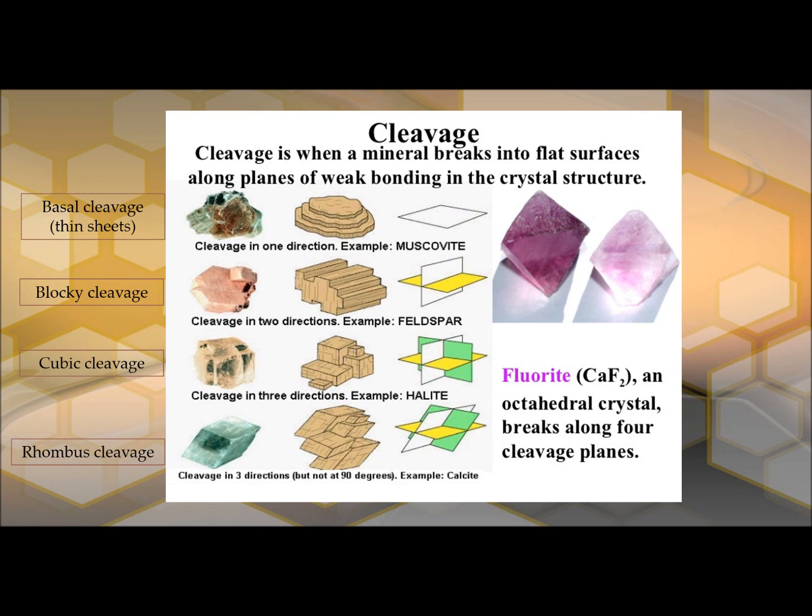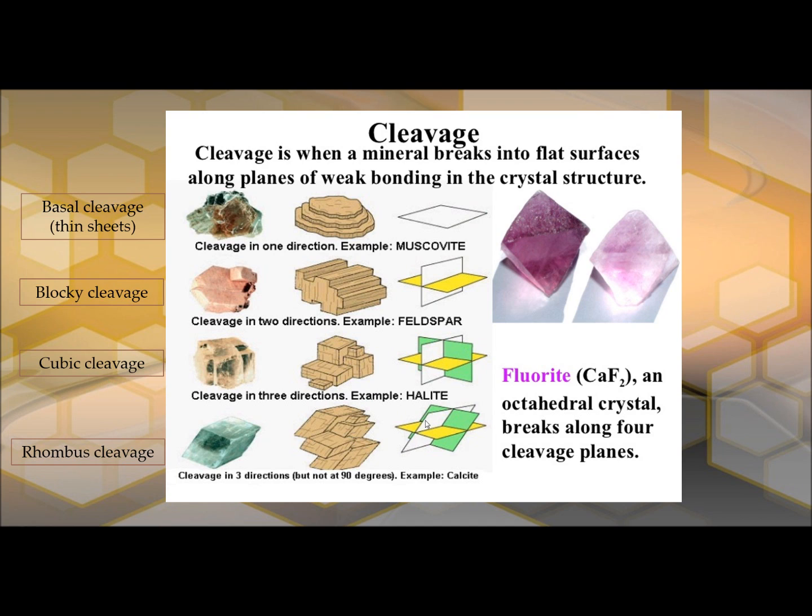So let's look at some different types of cleavage. First, we have basal cleavage, and this is when it breaks in one direction, and it does flat surfaces like this. Mica is an example of this. Muscovite and biotite. It breaks into thin, flat sheets. This is breaking in two directions to create some blocks. Okay. It's flat here, but it's kind of irregular over here, so that's a blocky cleavage. Here is very clearly boxes, cubic. Halite, rock salt, breaks this way.